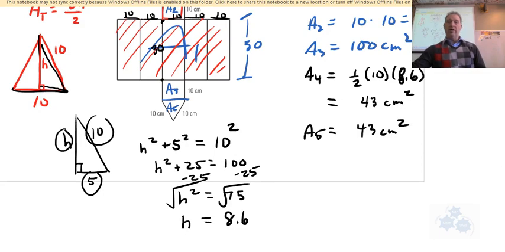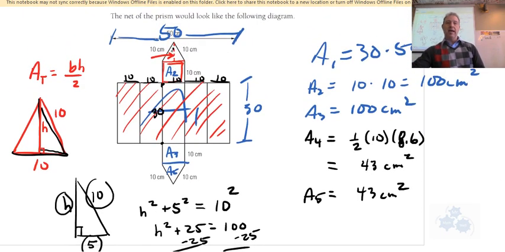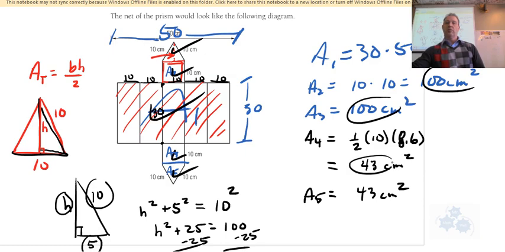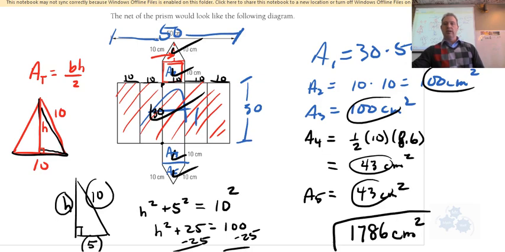So what we do now that we have all of the pieces from our net, I have this big one, I have this one and this one, you can just add them all up. 1,500 plus 100 plus 100 plus 43 plus 43, and that's going to be 1,786 centimeters squared. Does that look right when you add up all those?